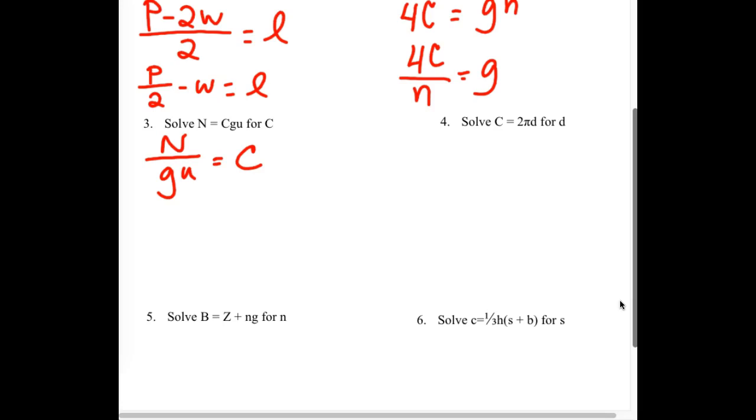All right, how did you get D by itself? Okay, let's divide out the 2 pi.